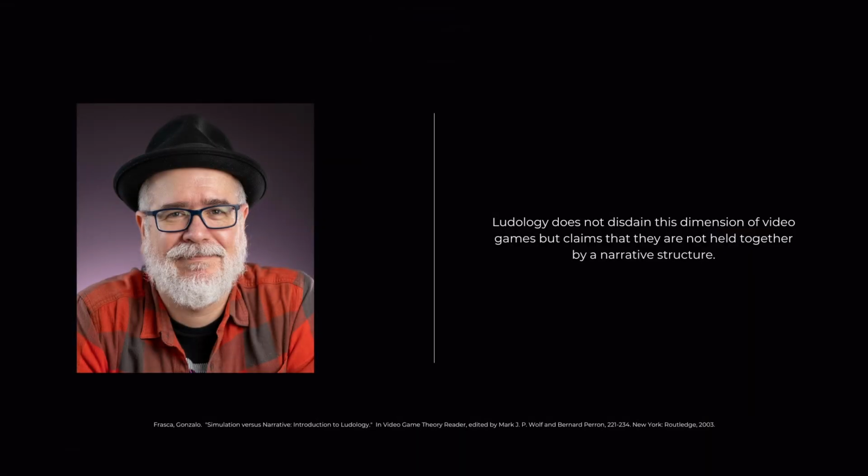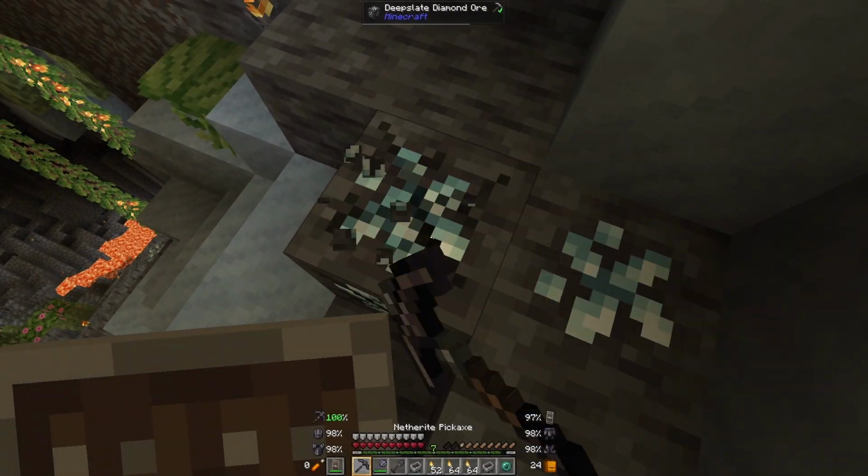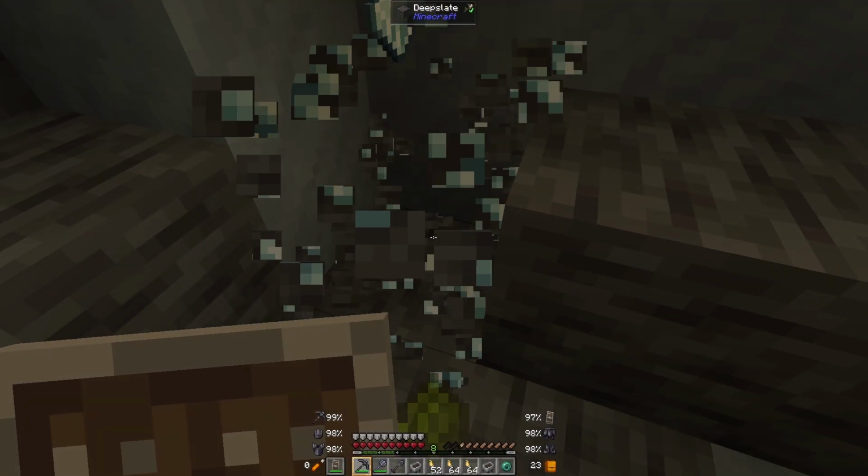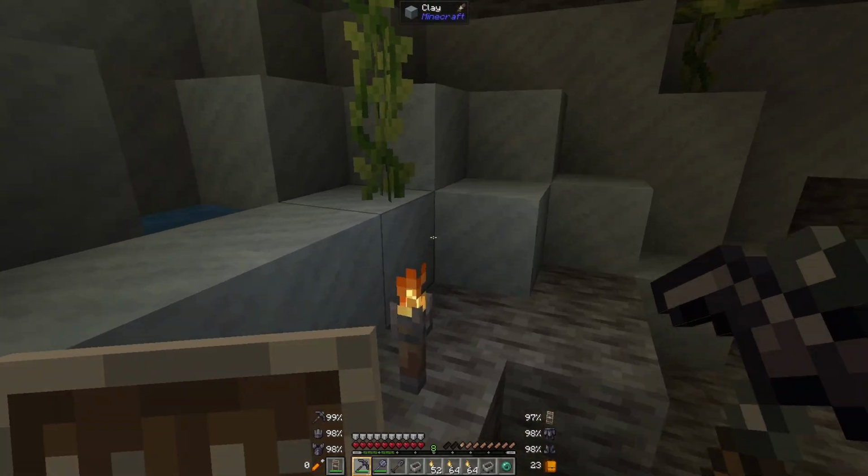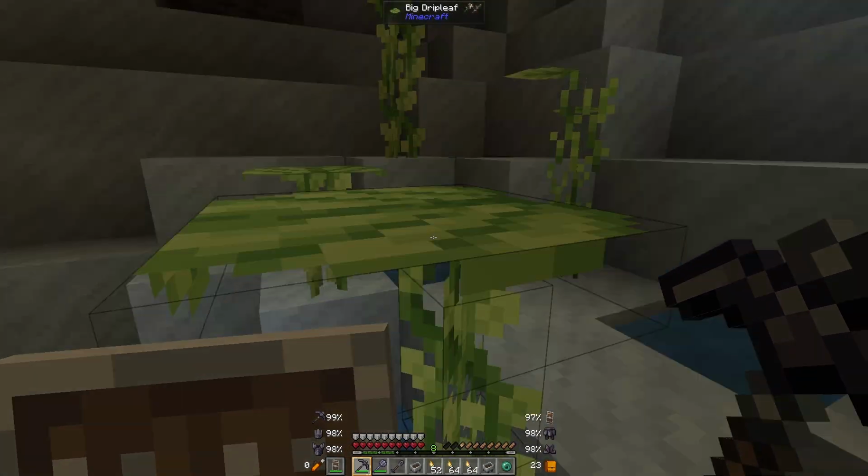As Gonzalo Frasca puts it in his 2003 paper, if we only study games by their narratives, we risk missing the unique qualities that set them apart from other media. This focus on systems leads ludologists to examine how minimal sets of rules can generate complex, unpredictable outcomes.